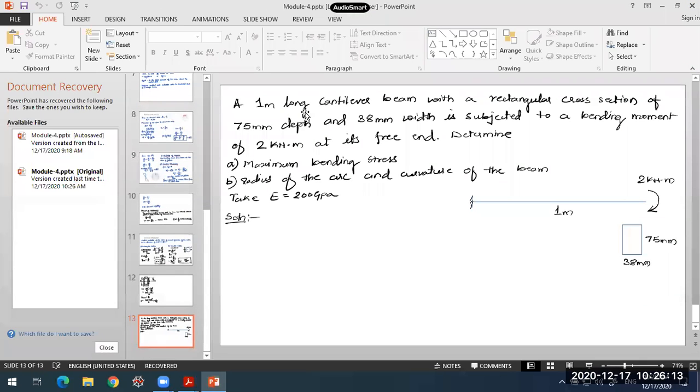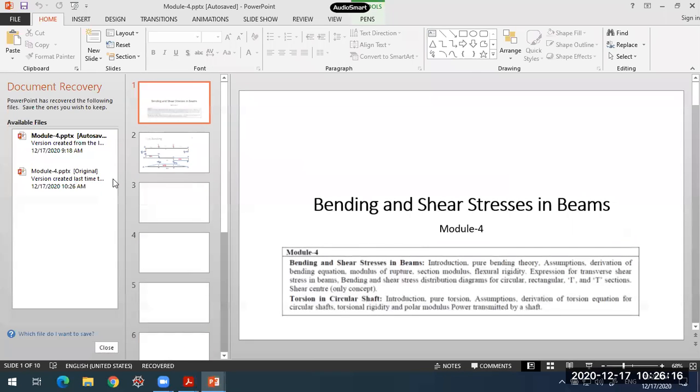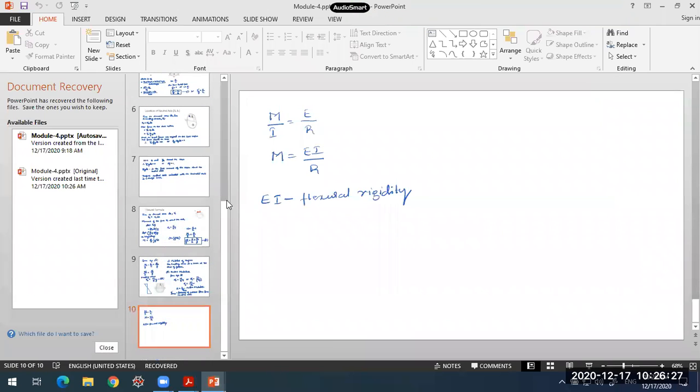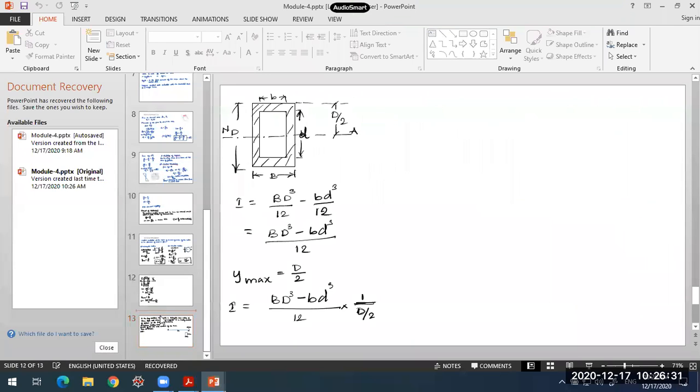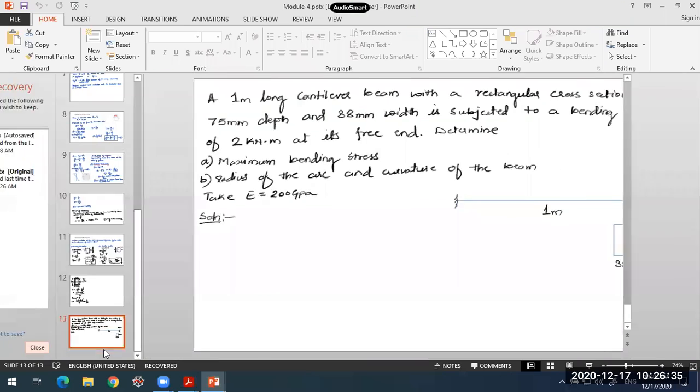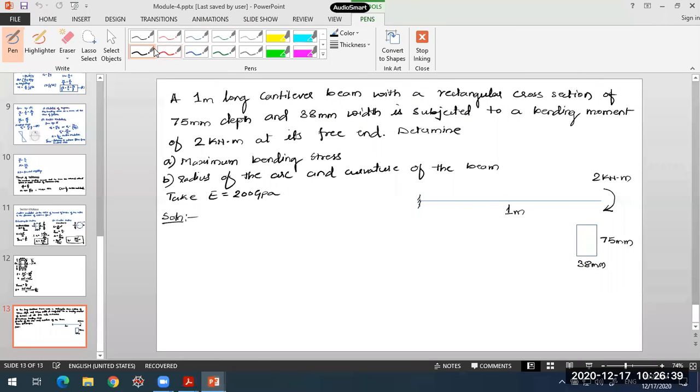So in this case, okay, so that is one. So I hope you have written all this. So what you have is the bending stress sigma is given by M by I into y. From where I have taken this, the flexural equation M by I is equal to sigma by y. From this relation, I have taken this bending stress formula.